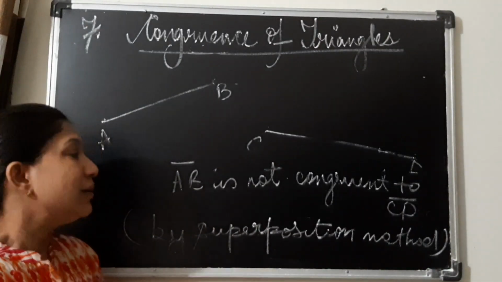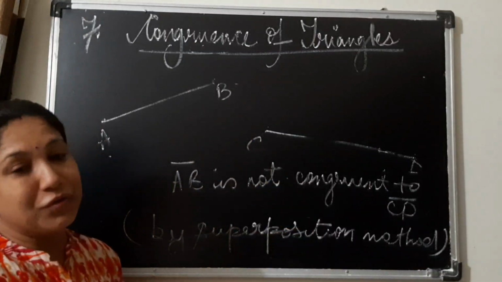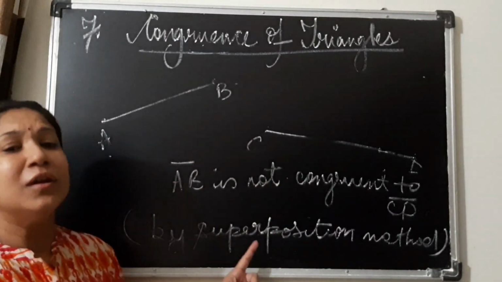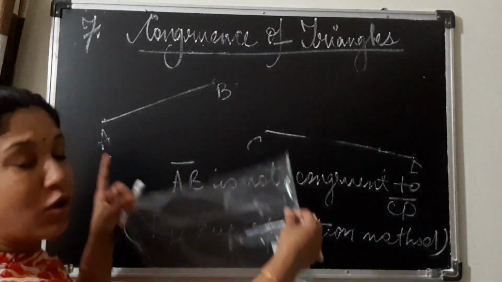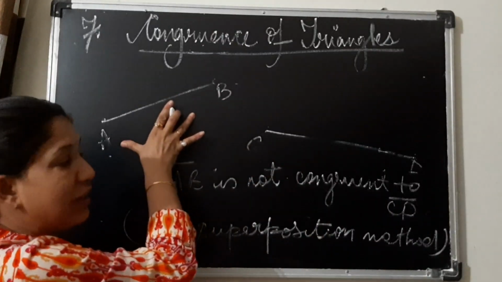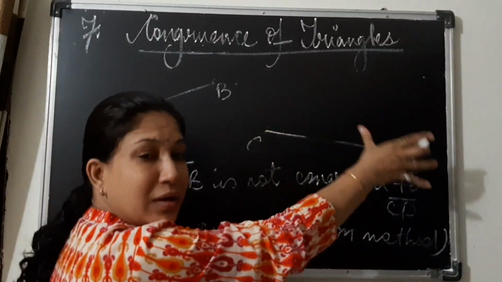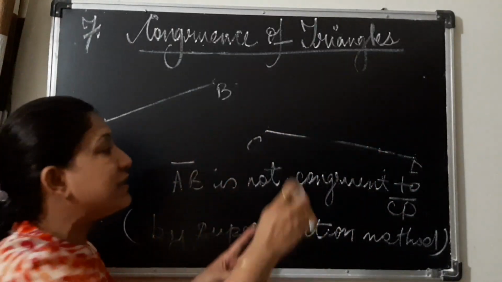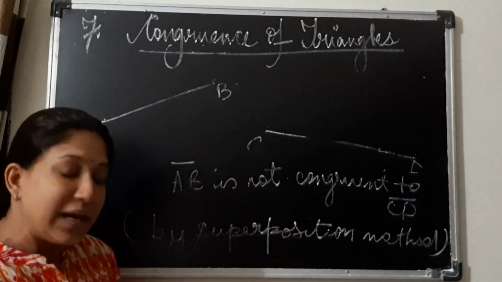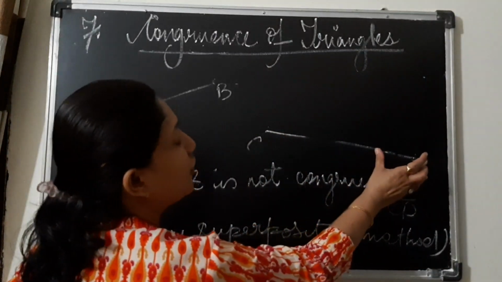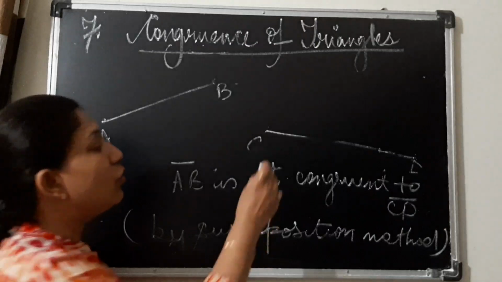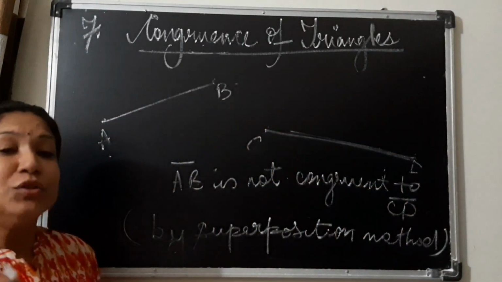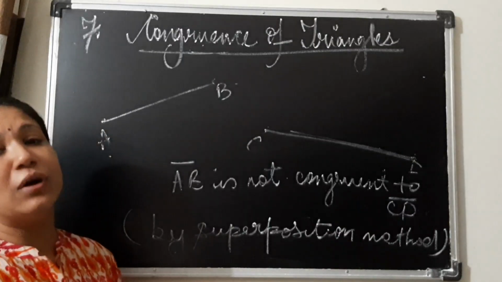So here we see that line segment AB is not congruent to line segment CD. We came to know by the superposition method because when we took the trace copy of line segment AB and placed it over line segment CD, it was not completely and exactly on CD. Yes, there was some part still left to completely be on line segment CD. So this is the activity you have to do.